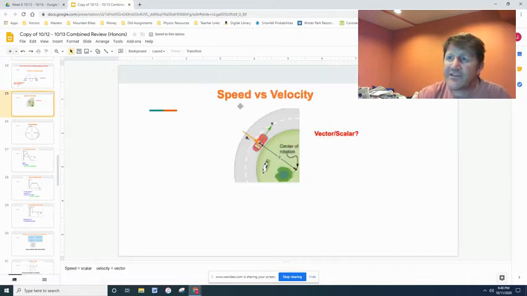So then we come over here to speed and velocity. So again, speed is a scalar and velocity is a vector. And just looking at this car going around a corner, this car can be traveling at a constant speed, but it's not traveling at a constant velocity as it goes around this corner. So as it goes around this corner, it's changing direction, and because of that, it is changing its velocity, which means it's accelerating, and that's an important thing to understand.